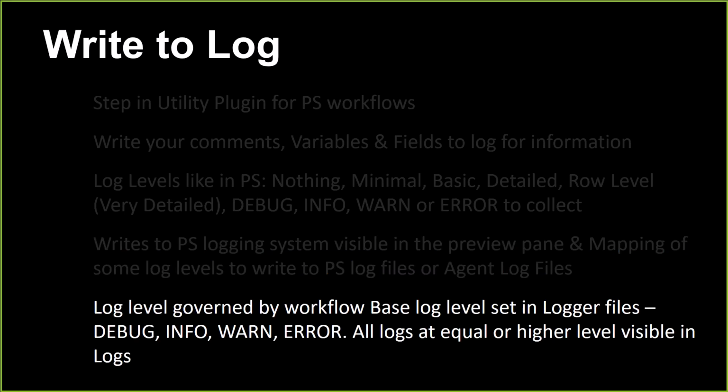The workflow log level is governed by the workflow base log level set in the logger files, that is the log4j2.xml file in the Process Studio config or the agent config folders. You can set the debug, info, warn, or error log levels for the workflows. All collected logs by the write to log step at equal or higher level than the workflow base log level are visible in the log files.